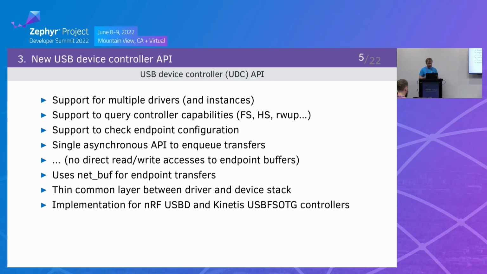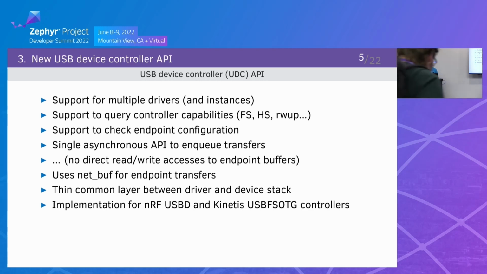With the new device API, we have support to query controller capabilities, like whether it's a full speed or high speed controller, and does it support remote wakeup or not. We will have better support to check endpoint configuration. In comparison to the current one, it's not possible to tell if a specific endpoint supports, for example, isochronous transfer or not, or what the maximum packet size of the buffer of the controller is.